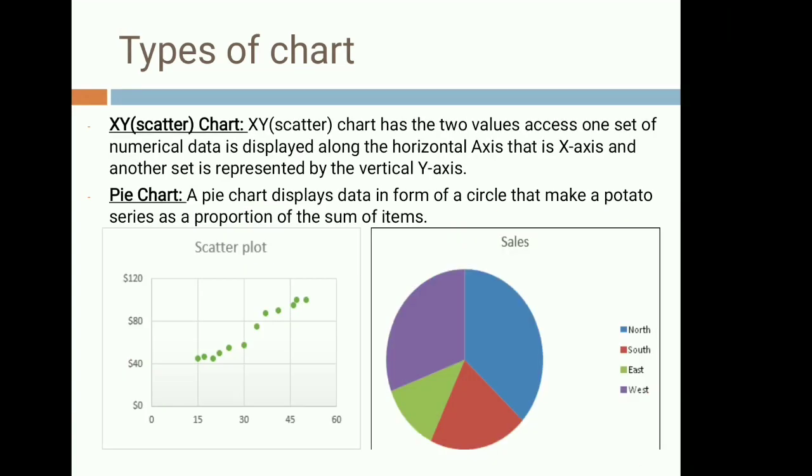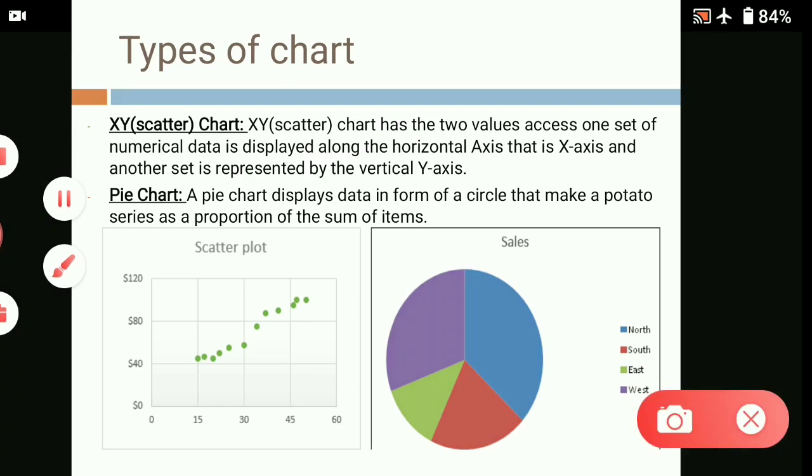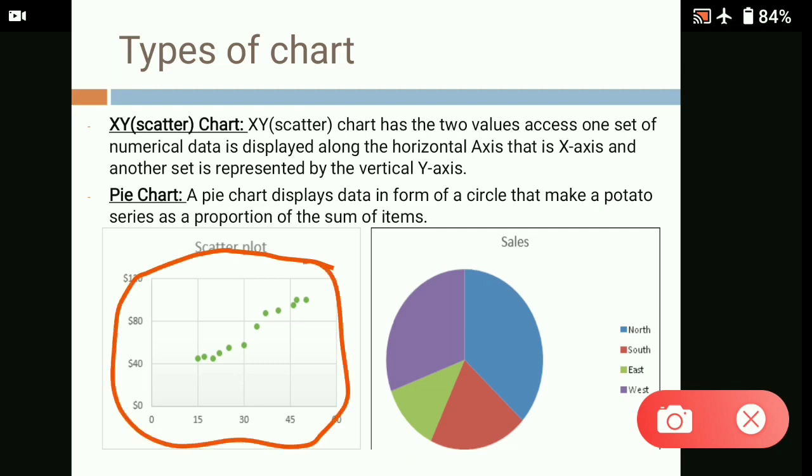Move to our next type of chart, that is the XY chart, that is the scattered chart. This chart has two value axes. One set of numerical data is displayed along the horizontal axis, that is the x-axis, and another set is represented by the vertical axis. The x-axis is usually assigned to the independent variable, and the y variable then becomes the dependent variable. As you can see in the picture, this is the scattered chart.